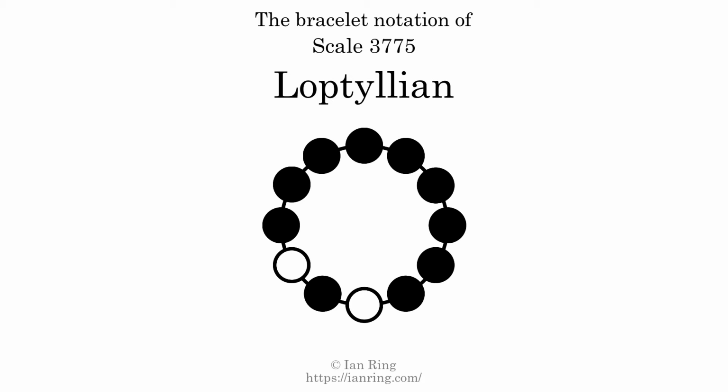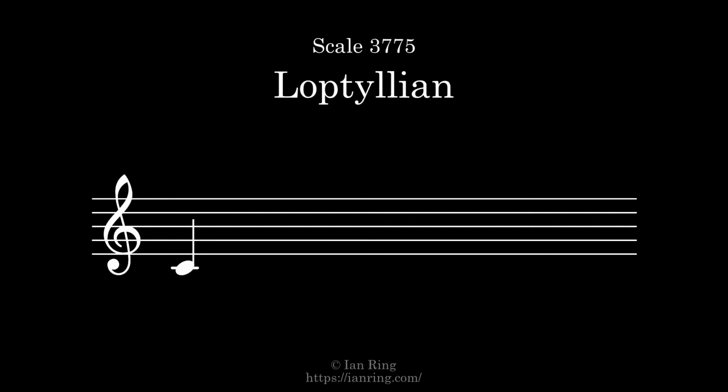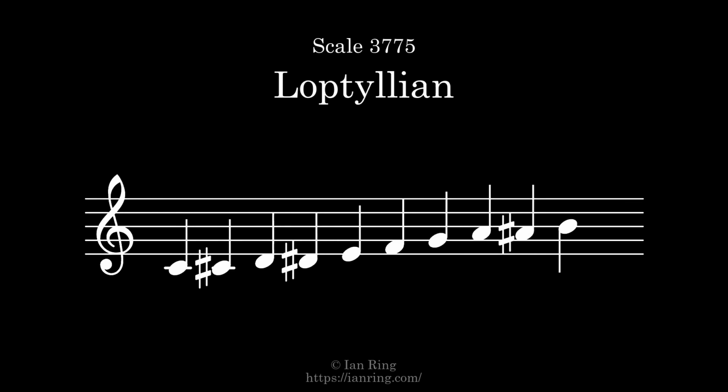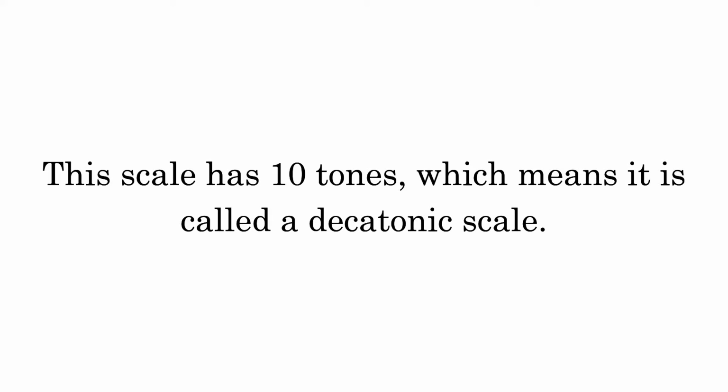3775, Loptyllian, which sounds like this. This scale has 10 tones, which means it is called a decatonic scale.